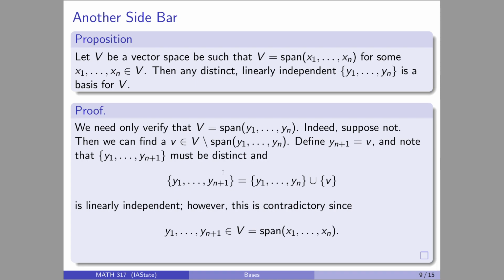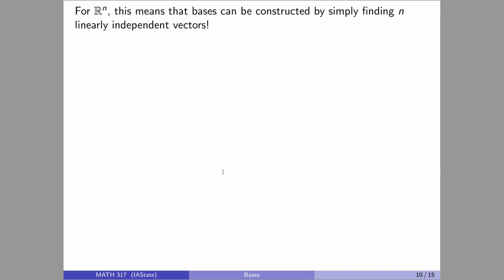So, if I want to verify that we have a basis for a vector space that has been spanned by finitely many things, you just need to find that number of things distinct and linearly independent. So, in other words, in Rn, bases can be constructed by finding just n linearly independent vectors. You don't have to do anything else. So remember, when I said that proving something was a basis, you needed to prove that it spanned the set and was linearly independent. Well, it turns out that for Rn, no you don't. You just need to know they're linearly independent. They have to span.